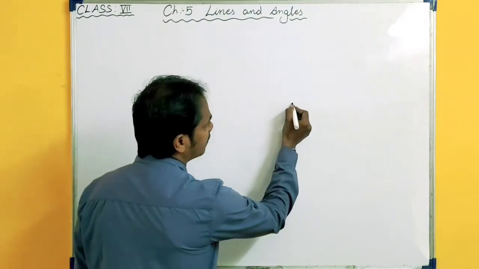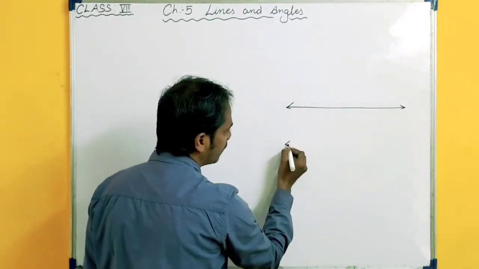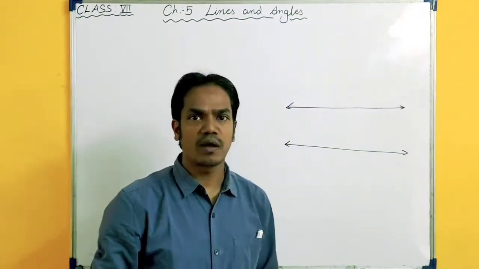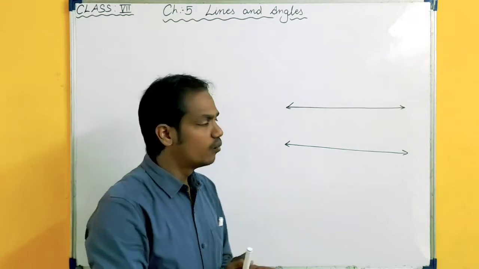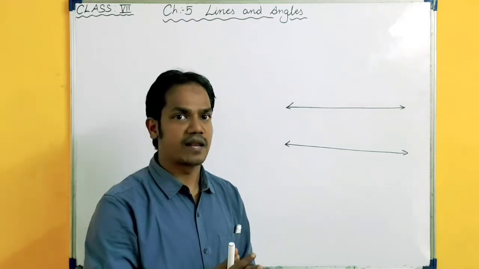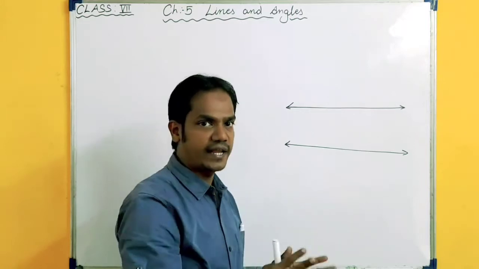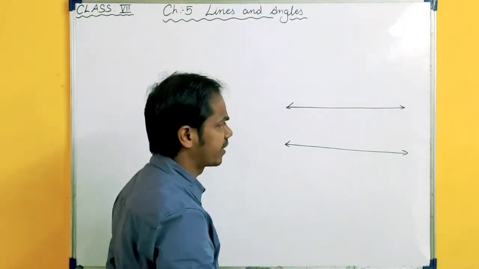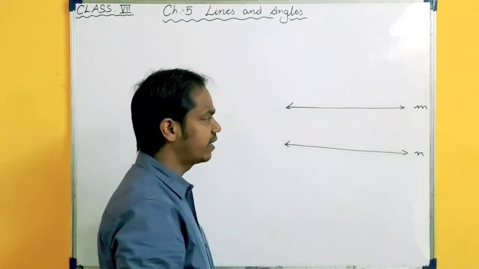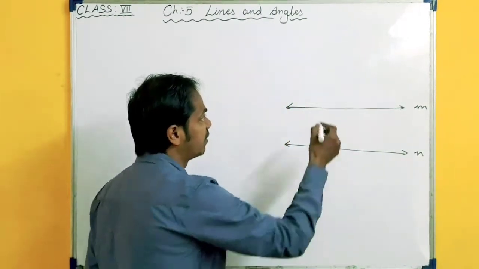First of all I am drawing parallel lines. These are parallel lines. Do you know what parallel lines are? Lines which do not meet each other at any point are called parallel lines. Lines which do not intersect each other at any point are called parallel lines. Suppose this is your line M and this is your line N. So you can say that M and N are parallel lines.